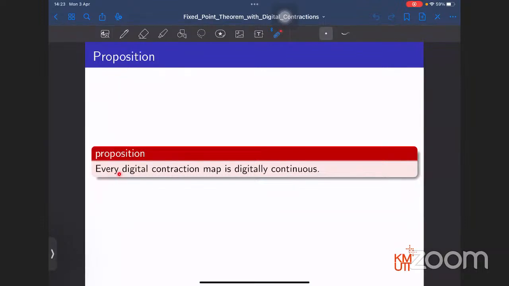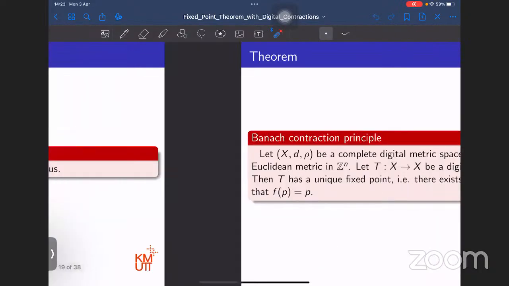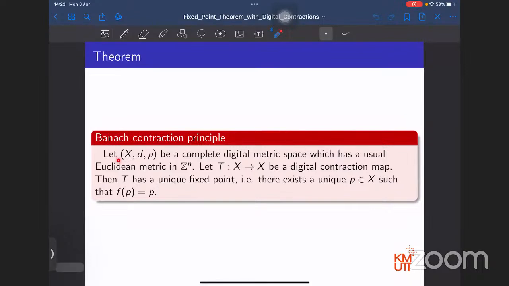And there is some proposition. Every digital contraction map is digital continuous. And this, I think, is the well-known Banach contraction principle. If T is a digital contraction map, T has a unique fixed point.